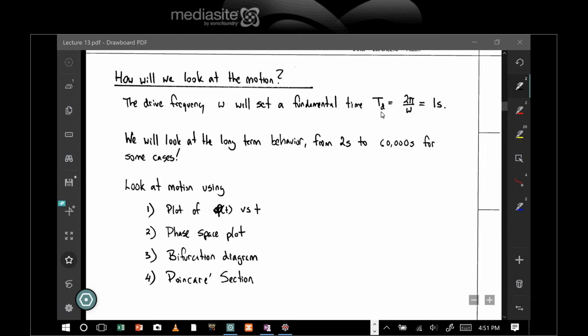How are we going to look at the motion? Well, we're going to look at the motion in the ways we did before. We're going to plot the angle as a function of time. We're going to make phase-space plot diagrams. Then we're going to introduce 2 ways of looking at the motion, especially for the steady state conditions: something called a bifurcation diagram and something called a Poincare section. So let's take a look at the motion for phase space. Look at phi as a function of time and the phase space plot.